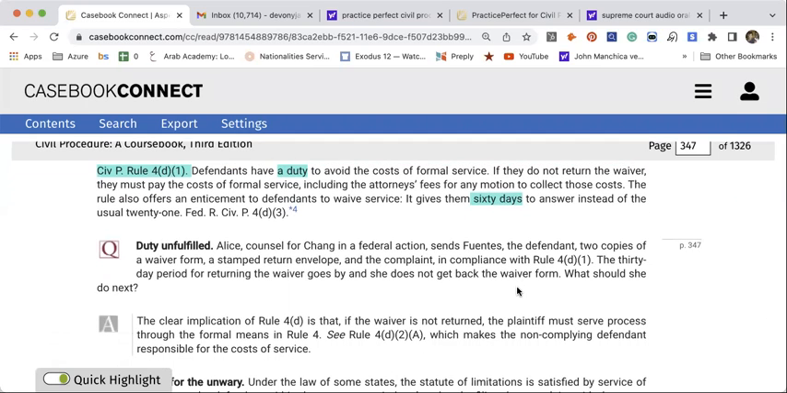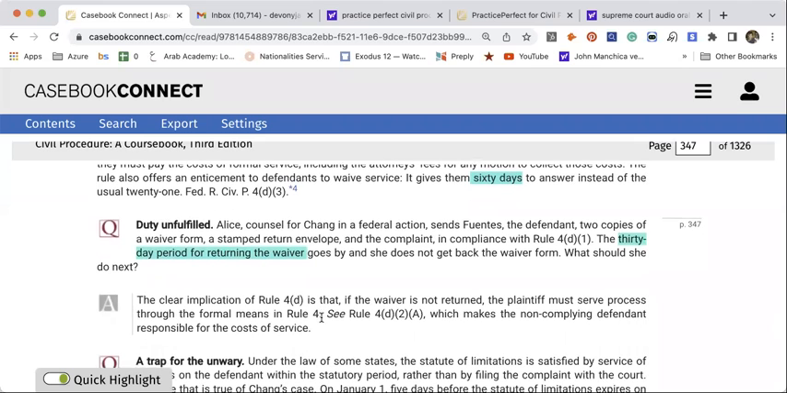Okay, so it's 30 days for returning the waiver form, but 60 days to answer. And she does not get it back. What should she do next?